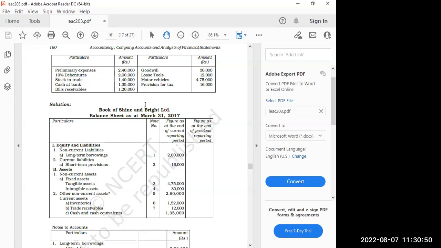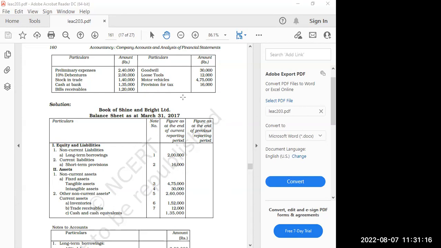Provision for tax is a current liability. Provision for tax, 16,000 rupees. That's all about the equity and liabilities. Point number 2, assets. This is not a full-fledged balance sheet. Please understand, whatever information is given to us, from there we are preparing it. That's all.